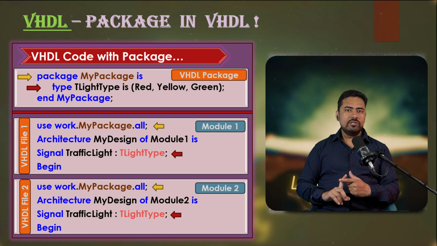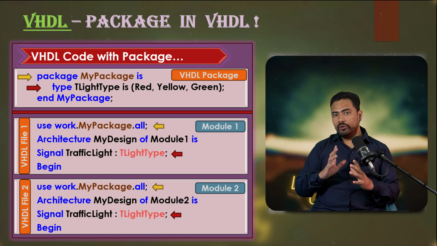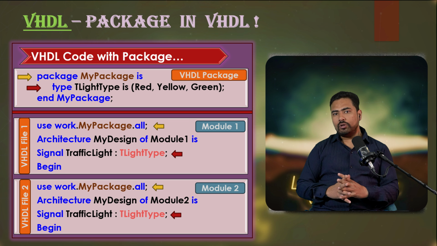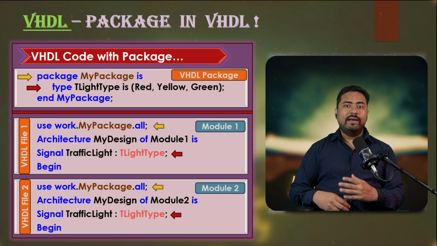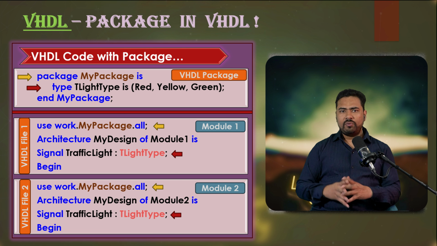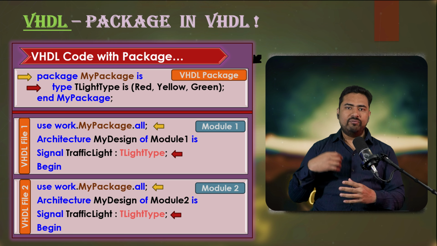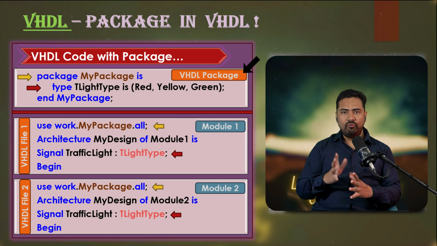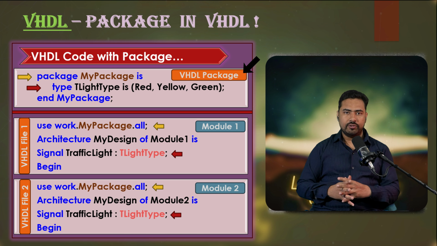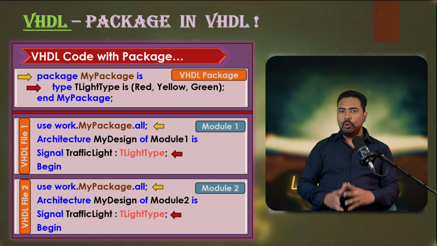Note that once you finish your package definition, you need to terminate your package. So we terminated it with the end keyword. Although I can add more declarations to this package, for our requirement, this is enough for now. Now I saved my package as a VHDL file with a .vhd extension. Note that both packages and VHDL files have the same .vhd extension. So now let's see how we can use this package in our design.